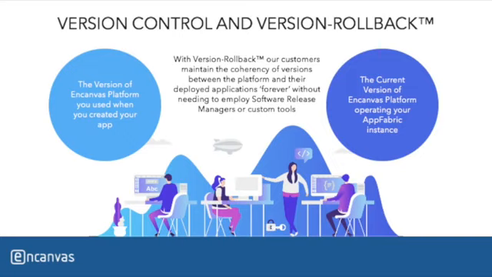Version rollback is a technology invented by Encanvas, and it's been incorporated into the platform since version 2. Using version rollback, customers can maintain coherency of versions between the platform and their deployed applications forever without needing to employ software release managers or custom tools. No matter how frequently Encanvas releases new platform capabilities, the deployed applications will still continue to be supported by the same ecosystem. And you get to choose when you want to upgrade your solution.